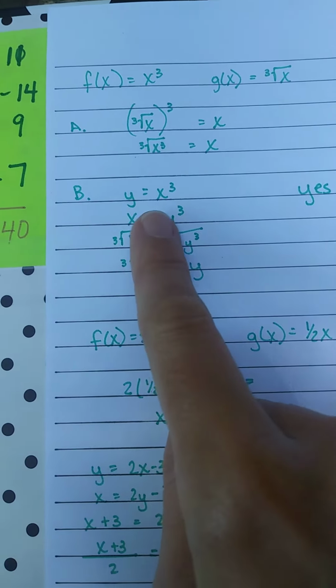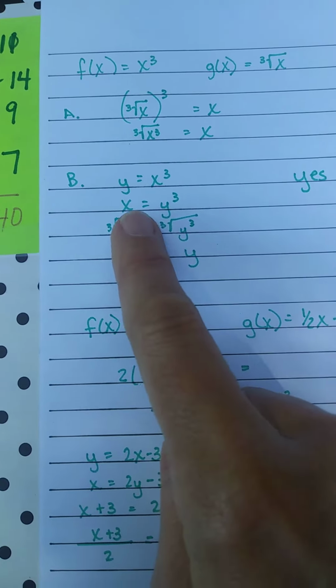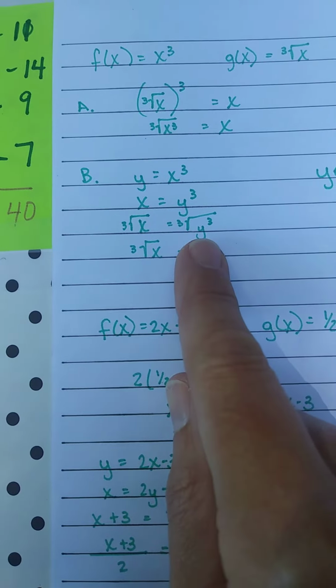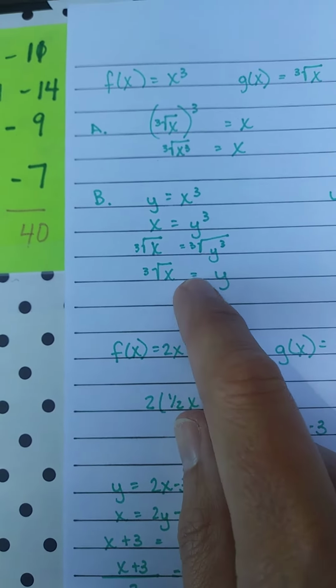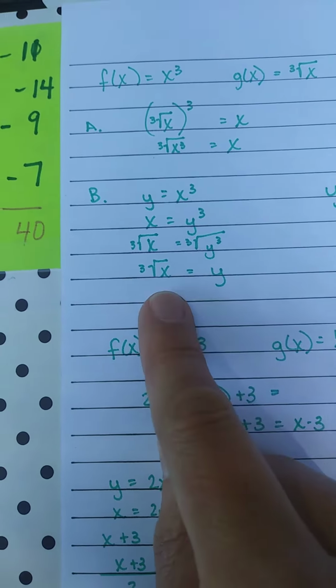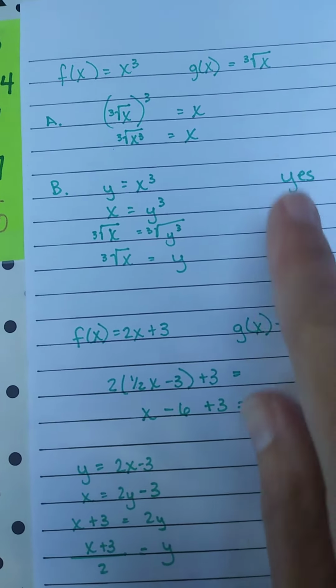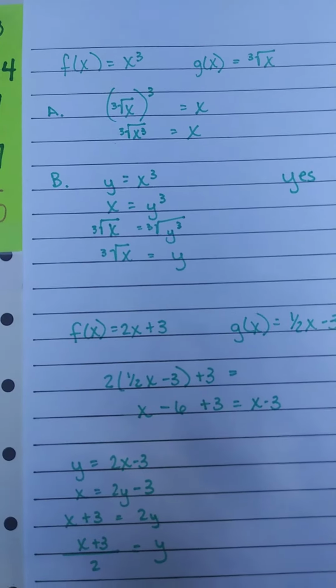So I picked the first one. You swap the x and the y, and then you solve for y. So to solve for y, I had to take the cubed root of both sides and then simplify, and I get y equals this. And so because when I found the inverse of this, it is that, then yes, those were inverses.